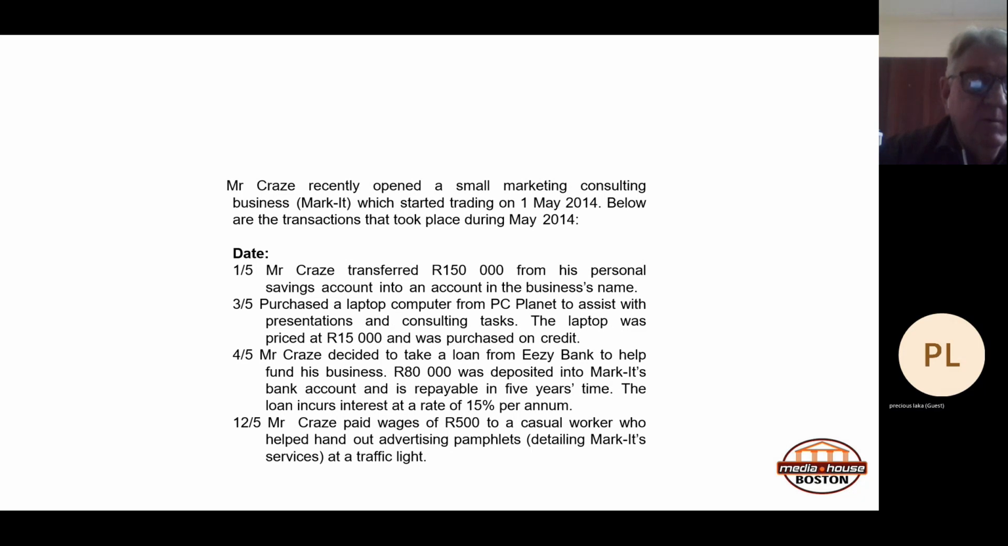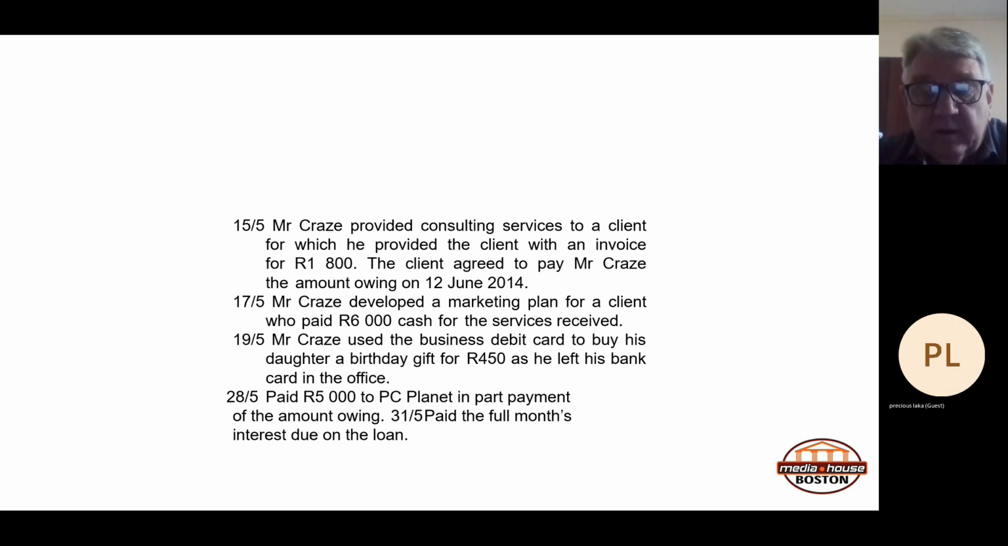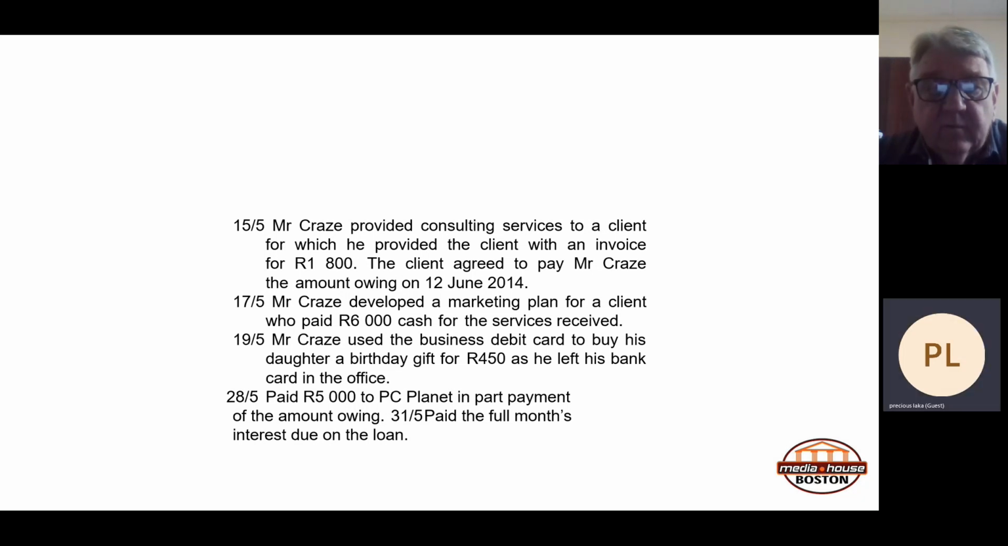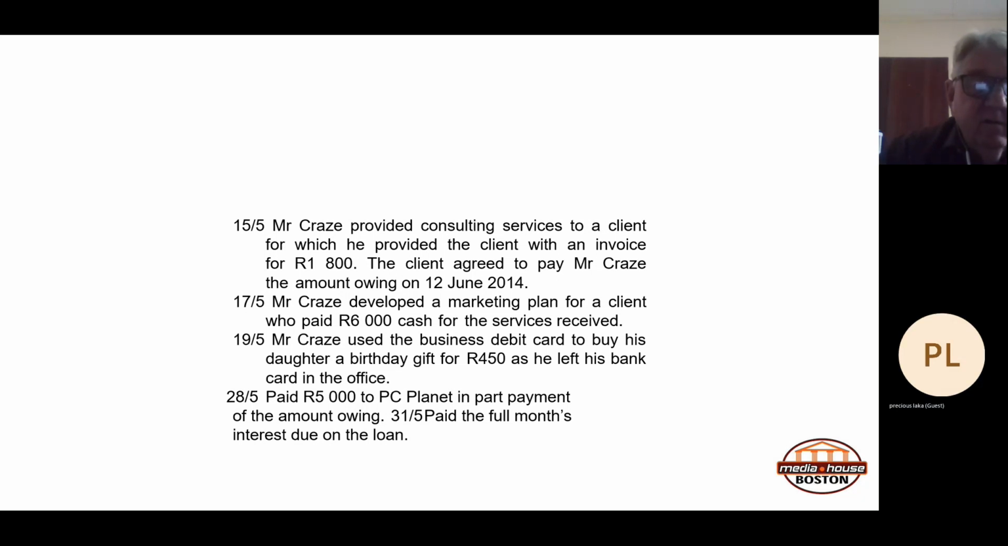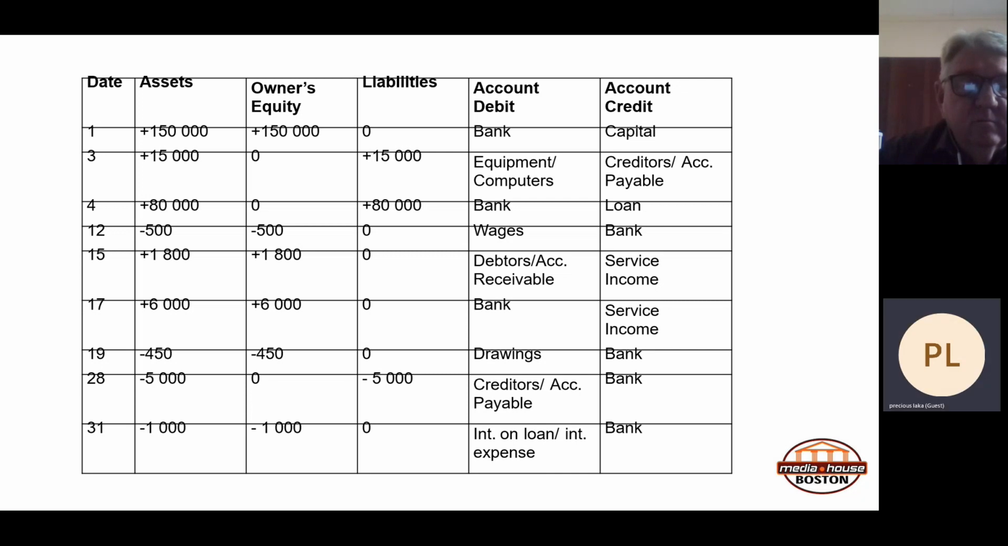So what happens with that 1,000? We paid it, so it comes out of our bank, and our assets will decrease. Interest is an expense, so our owner's equity will decrease. That's on the 31st. Assets decrease and owner's equity decreases. We credit the bank because it's coming out of the business account, and the account that we debit would be interest expense.